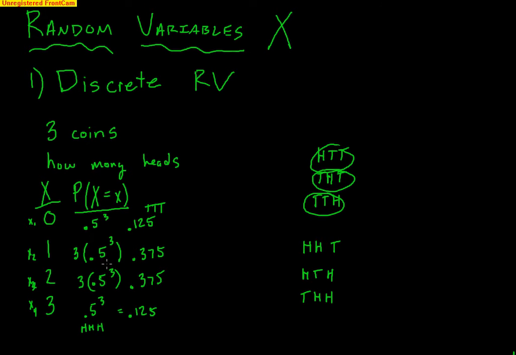Now, one way to check and make sure that you have your probability model correct is that all the probabilities should add up to 1. And if I add up 0.125, 0.375, 0.375, 0.125, they do add up to a grand total of 1. So that's one way of showing that you do have a correct probability model.